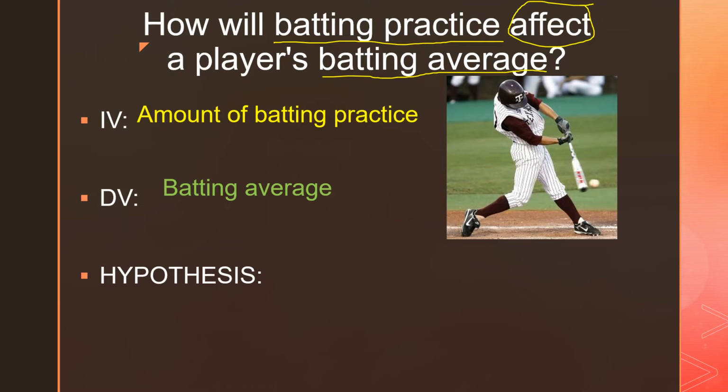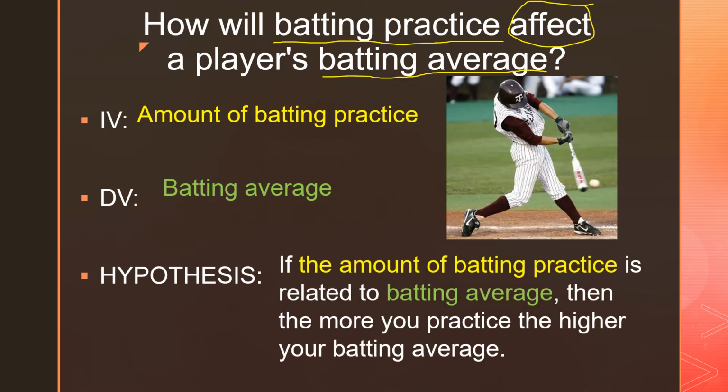So writing that hypothesis, you just plug those things in and it might look something like this. If the amount of batting practice is related to, or you could have used this word, the effect that they gave you, affects batting average, there's our DV, then the more you practice, the higher your batting average. And then you could choose to add because practice makes perfect.